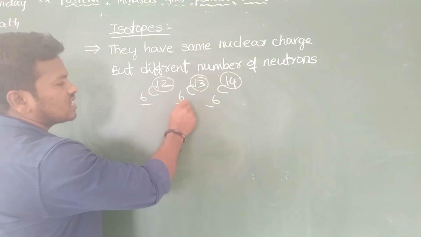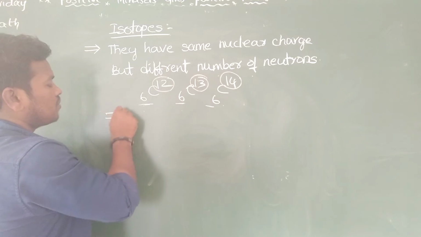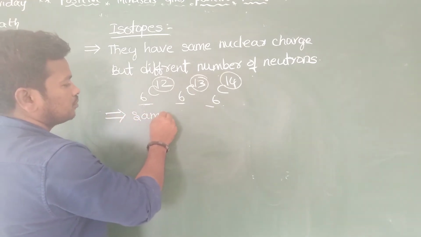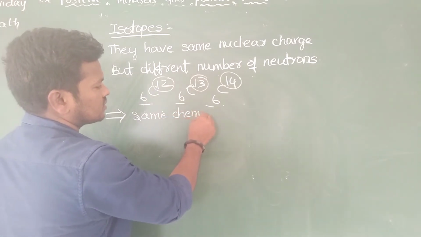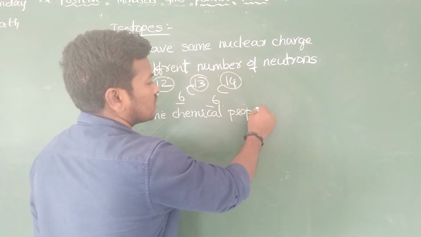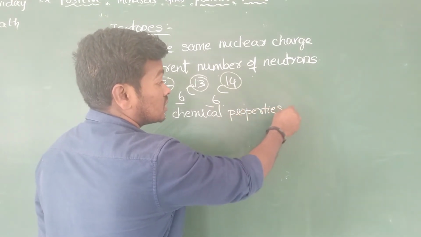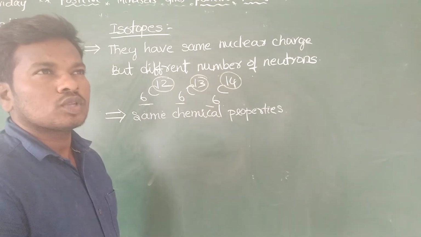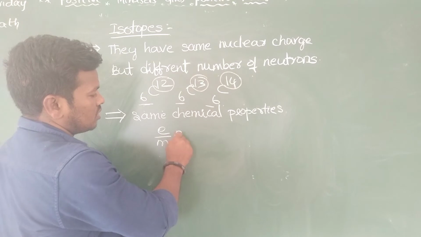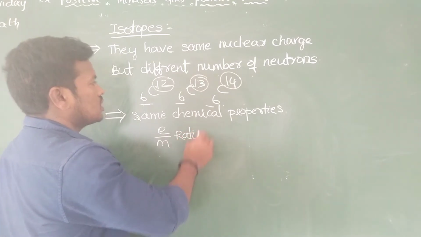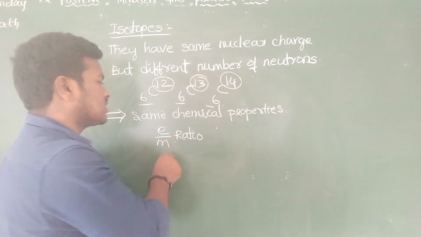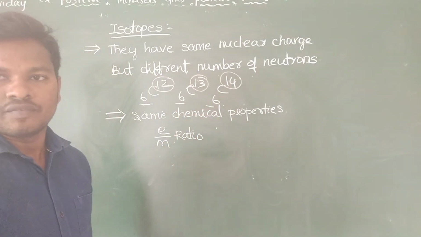So these have the same nuclear charge. This means the same number of electrons, so they will show the same chemical properties, but the physical properties are different. And talking about the charge to mass ratio, nothing but specific charge, the e by m ratio is also different for different isotopes. Why? Because the mass is different, so automatically the charge to mass ratio value will also be different.